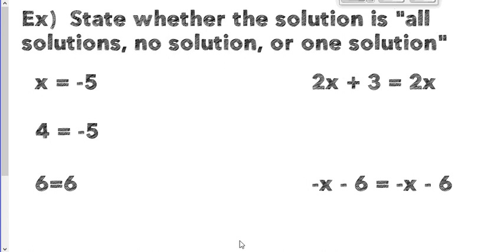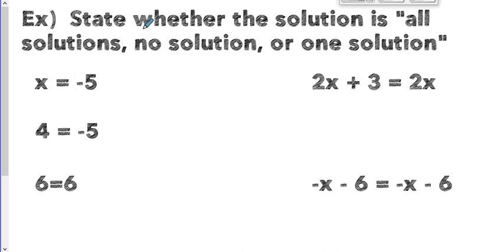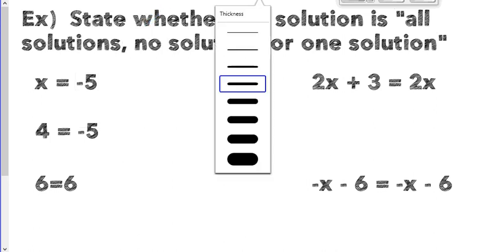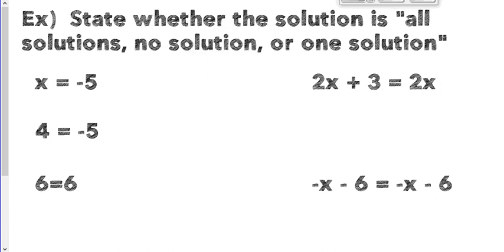So we need to state whether the solution is all solutions, no solution, or one solution. Something like x equals -5, that's an example of one solution. x has to be -5. It can't be anything else. If we look at the example right below that, we've got that 4 equals -5. That's an example where we've got no solution because 4 is not equal to -5. Those aren't the same value. That's not true. So that would be no solution. So right here we've got one solution, and here we've got no solution.